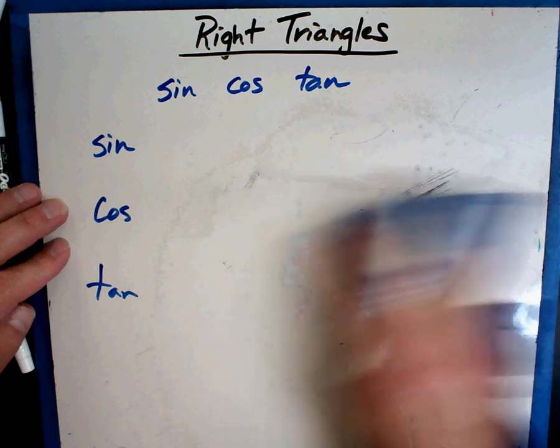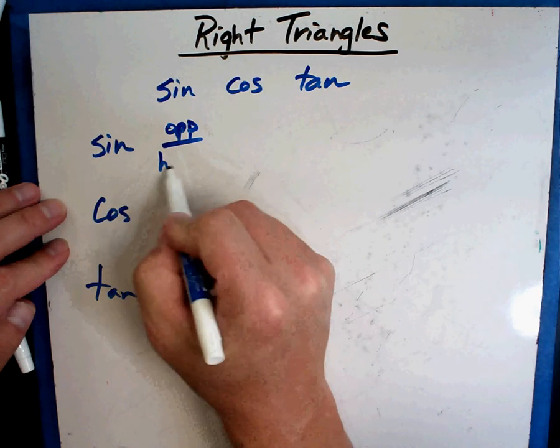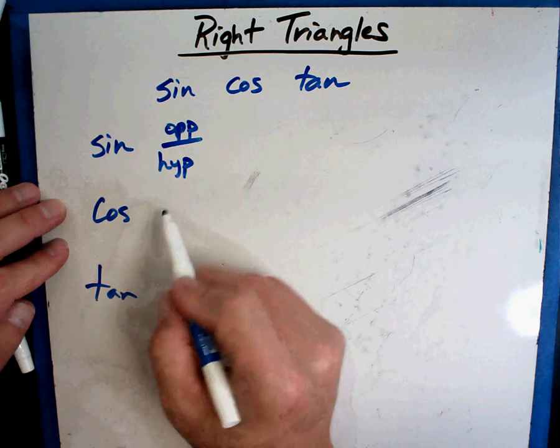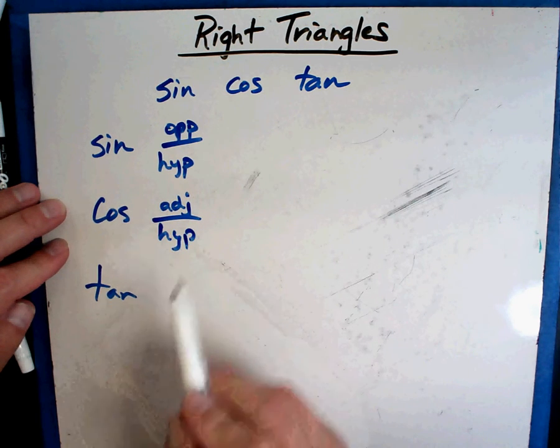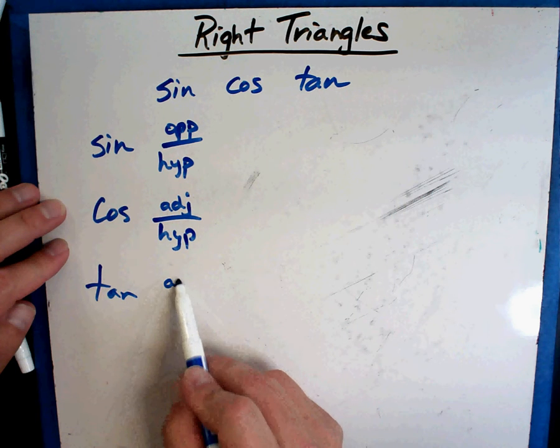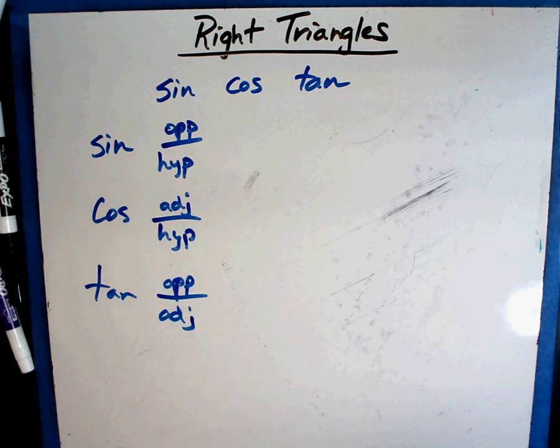Now, by definition, sine is going to be opposite over hypotenuse. Cosine is going to be adjacent over hypotenuse, and tangent is going to be opposite over adjacent. You need to pause the video and make sure you write those down.